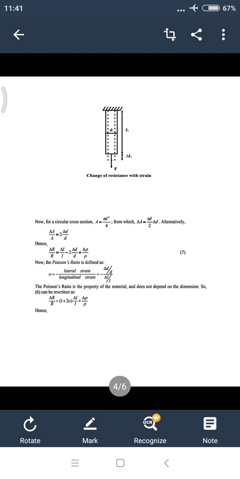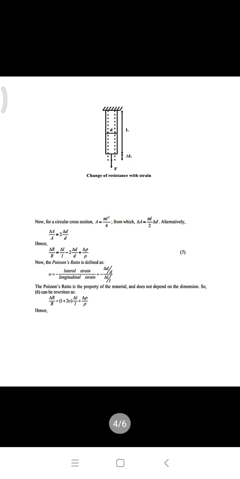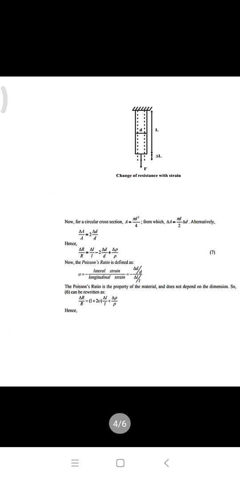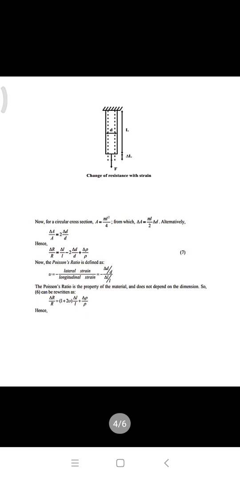Now for the cross-section area, for any circular cross section the area is pi r squared, and in terms of diameter it is pi D squared by 4. Differentiating with respect to D, we get delta A equals pi D by 2 delta D. When we divide by A on both sides, we get delta A by A equals 2 delta D by D. Now putting delta A by A in the equation for delta R by R, we get delta R by R equals delta L by L minus 2 delta D by D plus delta rho by rho.